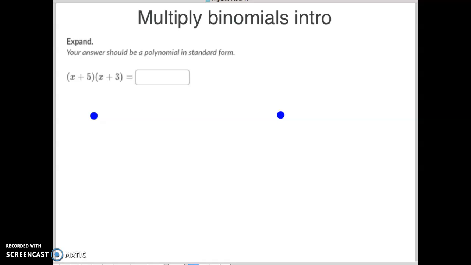Your second video for today is really the same as the first one. It's multiplying binomials intro, only they don't build the generic rectangle for you. You just kind of have to build your own here or figure out how to do this. So let's get started here.